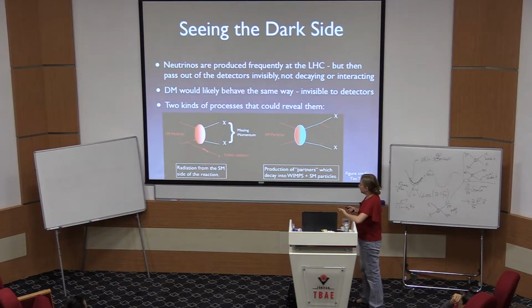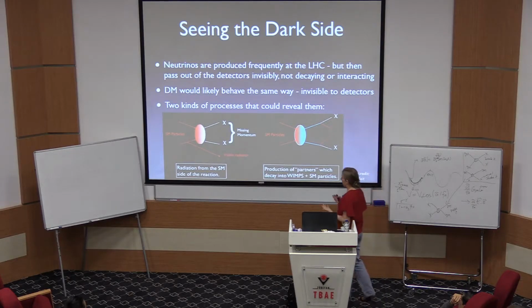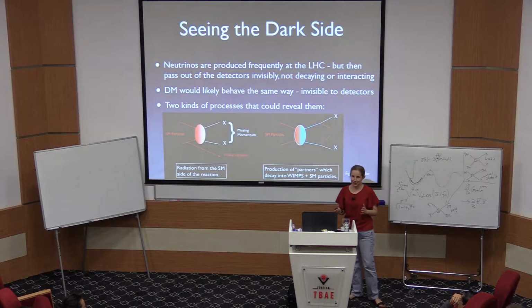As well as these search strategies where you radiate off visible radiation and then look for missing momentum, you could also have situations where you produce particles that subsequently decay, and the decay chain involves dark matter as well as standard model particles. And this is the classic supersymmetry search. The dark matter is the lightest supersymmetric particle. If I produce heavier supersymmetric particles, then they'll decay away, make some dark matter, also make visible particles. And so I can look for the signatures of a whole bunch of visible particles plus a significant amount of missing energy.